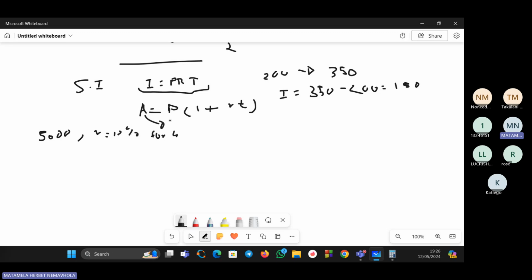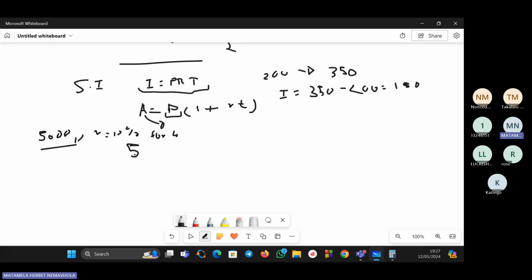You see, in this question you are given an accumulated amount, the money that you got after 4 years. It will be specific that in 4 years you got 5,000, and then the bank decided to give you a simple interest rate of 12%. How much did you invest? So when they say how much did you invest, you are asked to calculate the principal amount.